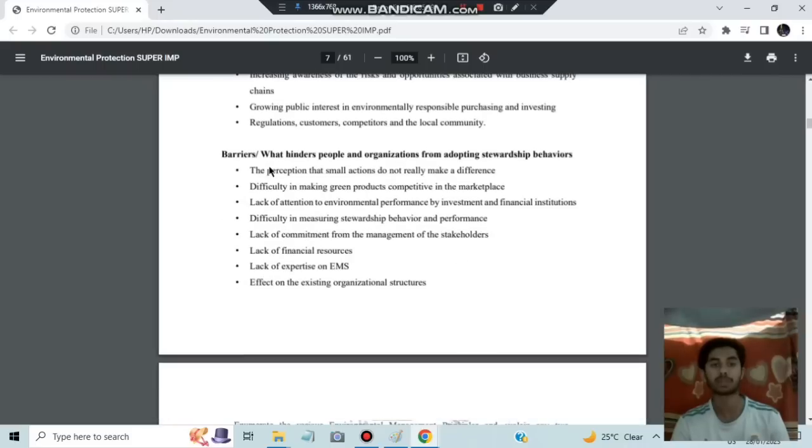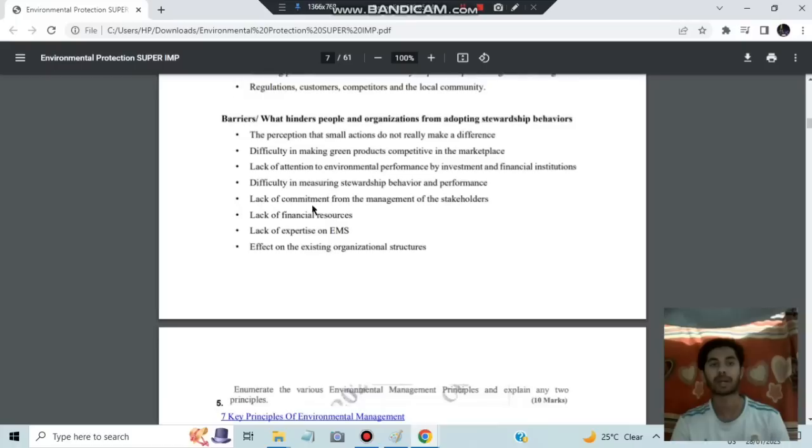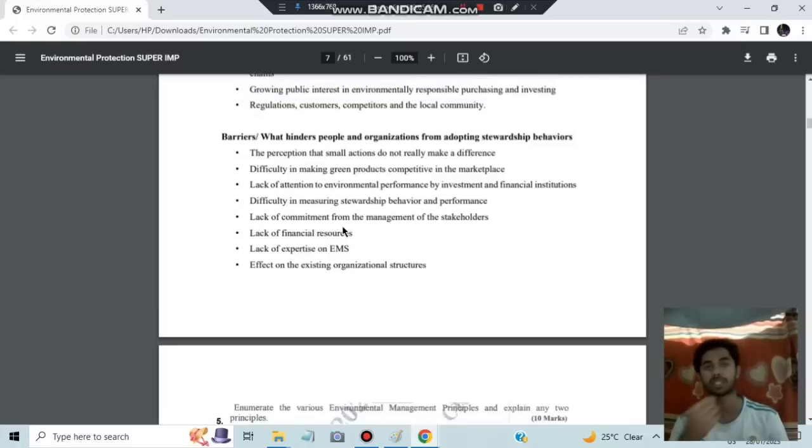What are the barriers? The perception that small actions do not really make a difference. This is a very big misconception. Also difficulty in making green products, lack of attention, difficulty in measuring stewardship, lack of commitment, financial expertise, and effect on existing organizations. Because of these things, the barriers happen, like when trying to make some change in the environment.